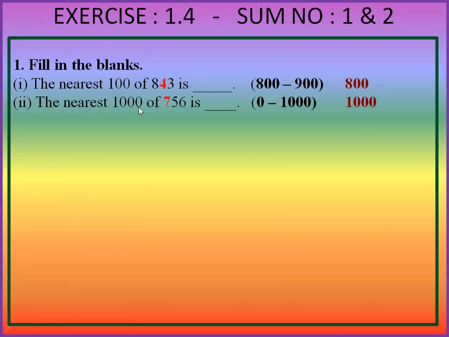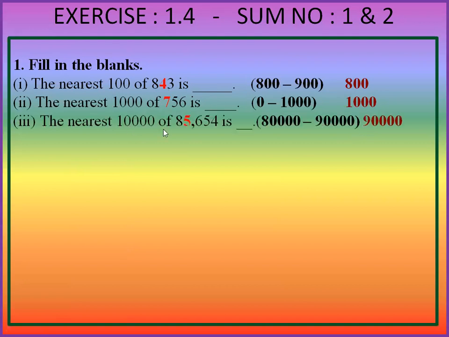The nearest thousand of 756. Here we don't even have a thousands place. We have only hundreds. So when it is 756, it is either 0 or the nearest 1000. Since the digit is more than 5, you add 1 to the previous number. When you don't have any value there, it is 0. So when you add 1 to the previous number, it is 1000.